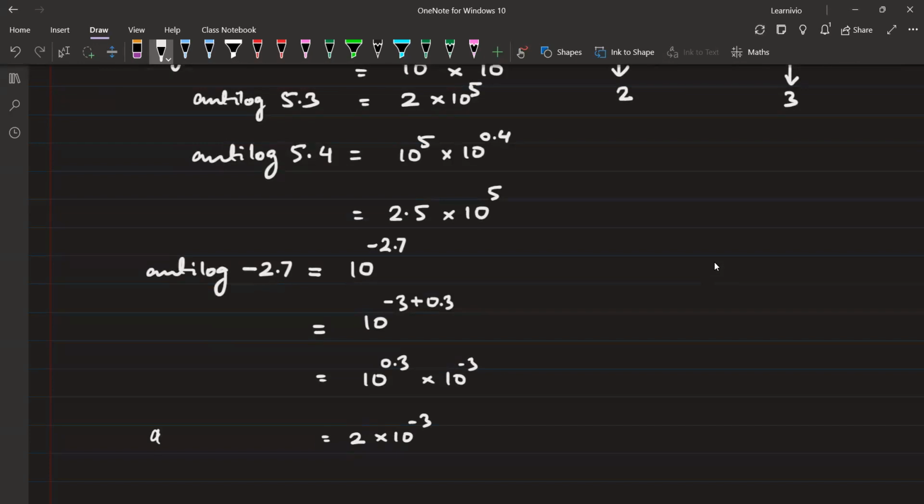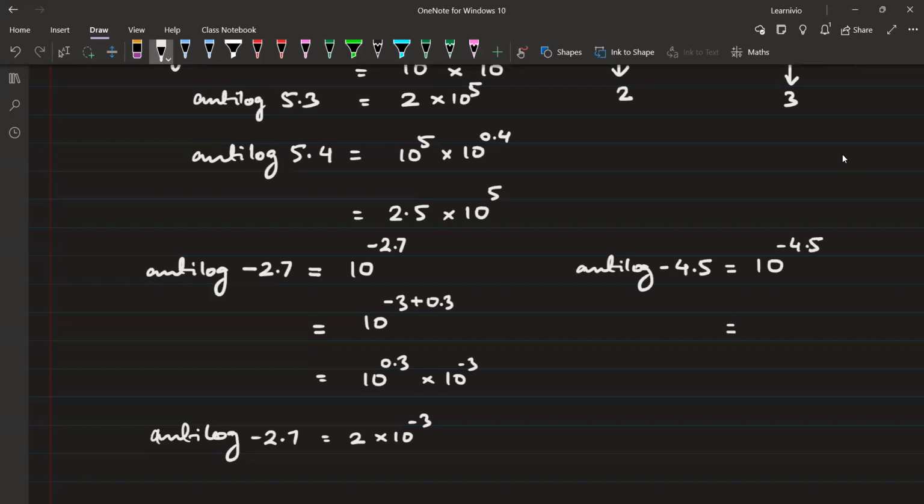So that is the antilog of -2.7. Basically, what is the next number after 2.7? It is 3, so you have to express this as -3 plus 0 point something. If you have something like the antilog of -4.5, this will be equal to 10 to the power -4.5.